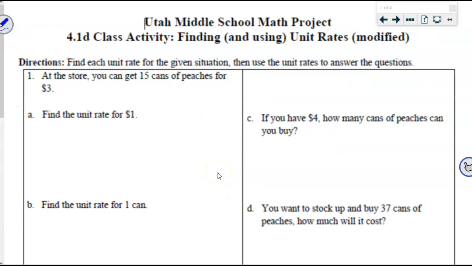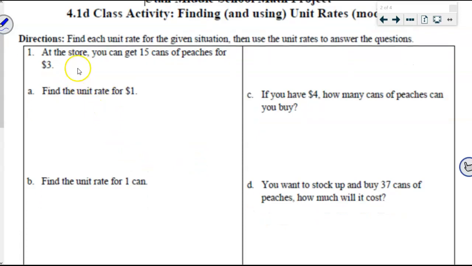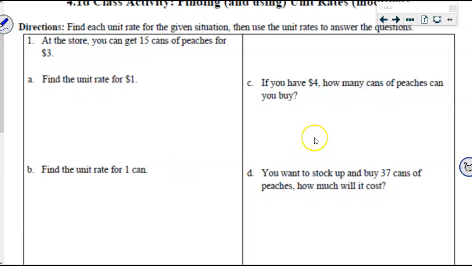So to get started today in 4.1D, finding and using unit rates, the left-hand column gives you a description of a situation, and then asks you to find the unit rate and then to find a different unit rate. The right-hand column is having you reuse the unit rates that you found over here. You're reusing those unit rates to answer different questions. So to get started, I'll do the first one with you.